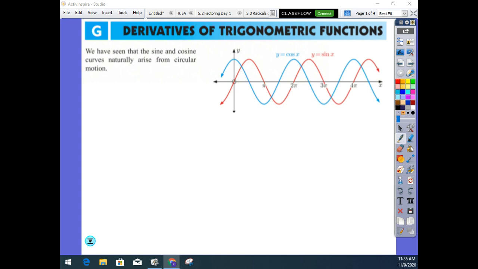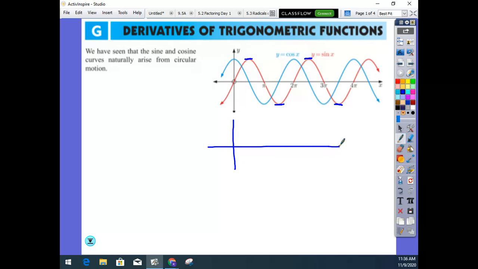So, derivatives of trig functions. First I want to talk about, let's look at the red curve, sine. If I look for zero slopes, the slope of the tangent line would be zero. That would correspond to, in the derivative graph, every zero slope is an x-intercept. Zero slope in f translates to x-intercept for f prime.